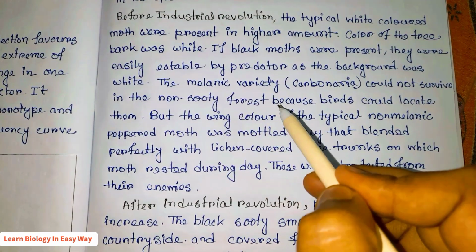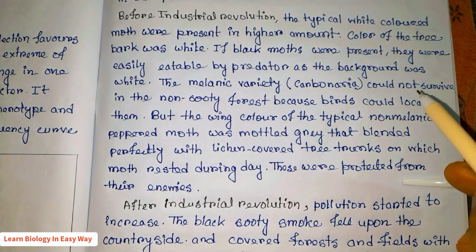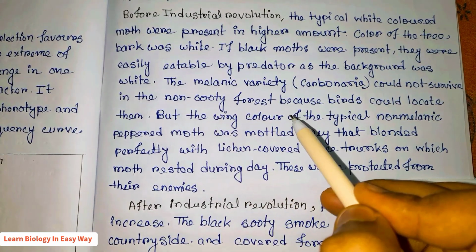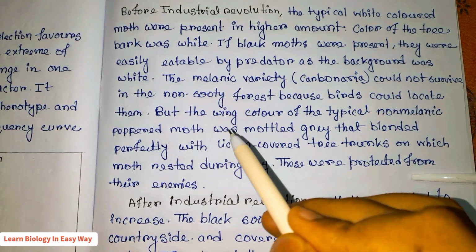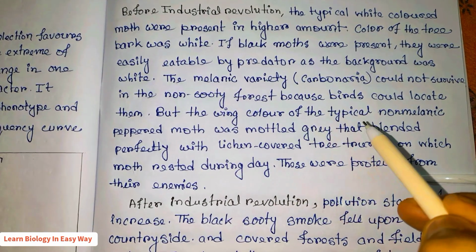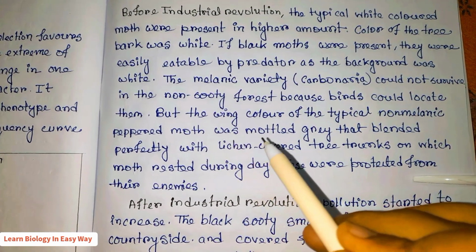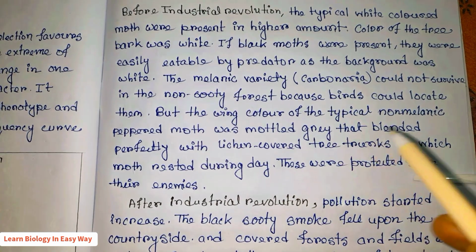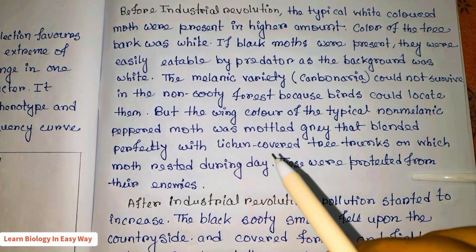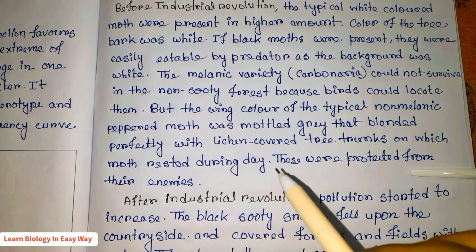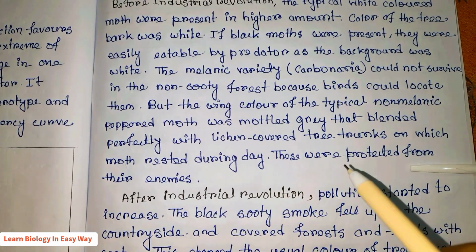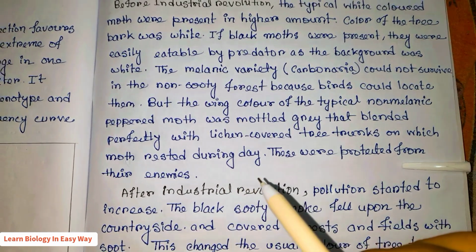The melanic variety, that is carbonaria, could not survive in the non-sooty forest because birds could locate them. But the wing color of the typical non-melanic peppered moth was mottled grey, which blended perfectly with lichen-covered tree trunks on which the moth rested during the day. These were protected from their enemies.